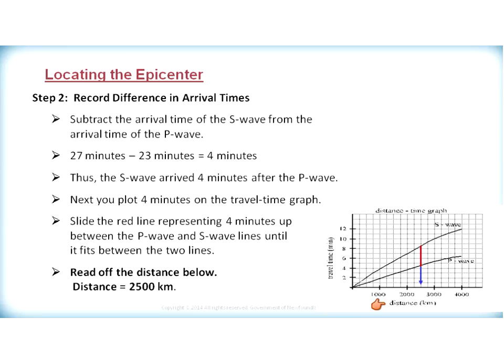So directly down beneath the position which represents a difference in arrival time of 4 minutes, we extend the arrow down and we read off the distance from the scale on the horizontal axis, and this corresponds to 2,500 kilometers. So the distance of this seismograph station from the actual epicenter of the earthquake will be a distance of 2,500 kilometers.